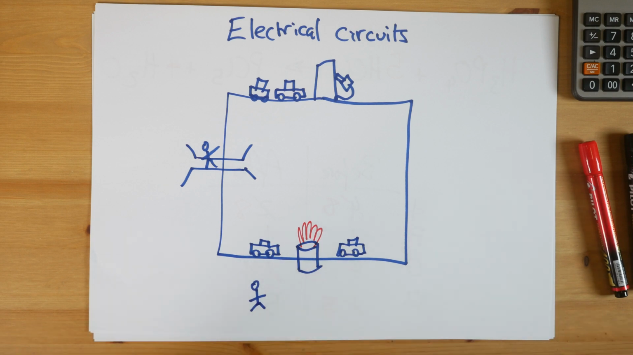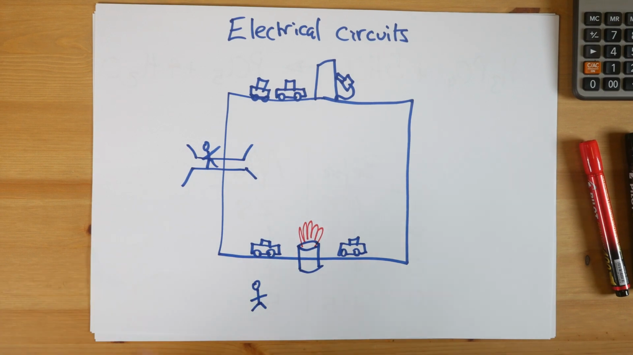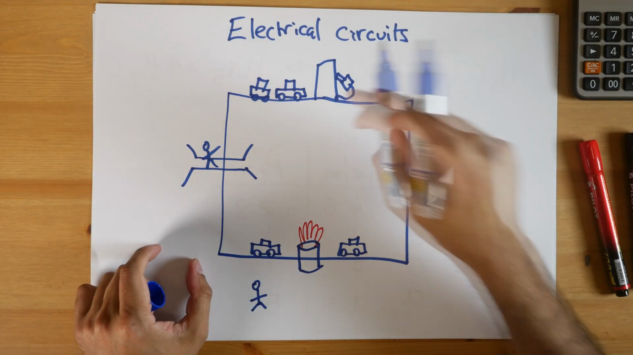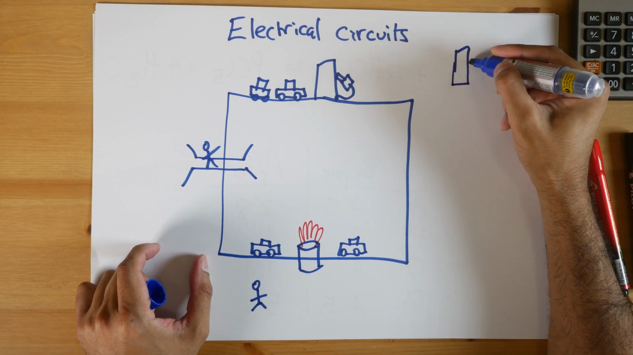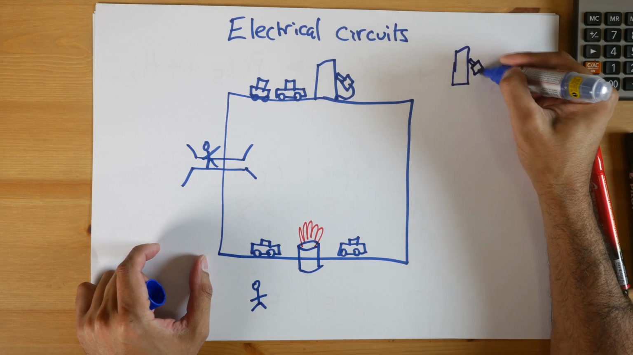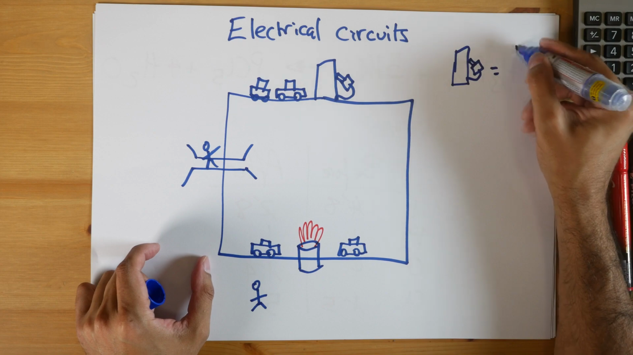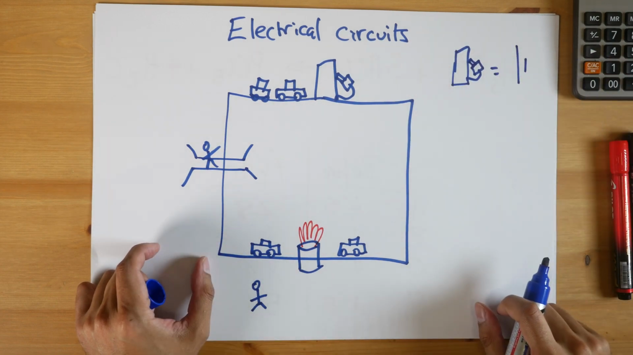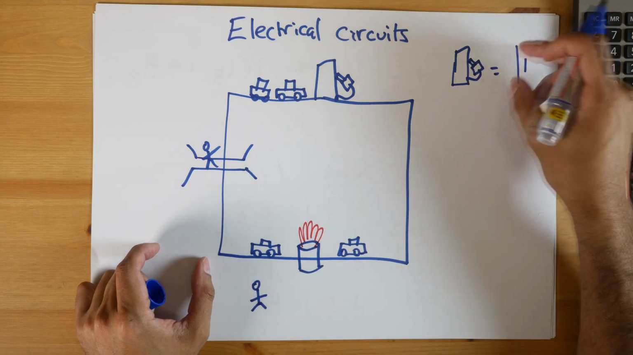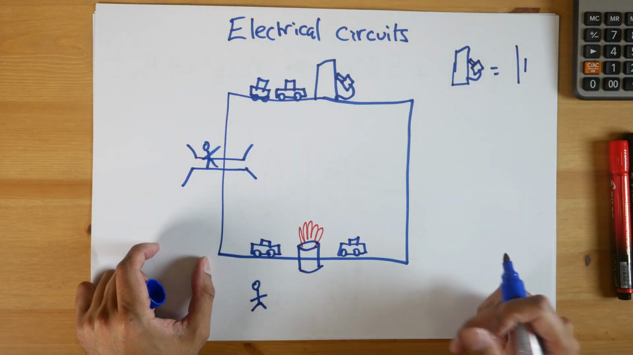Okay, now why am I telling you this story? Well, it's because it relates to electrical circuits. So let's think about how exactly everything relates. So what does the petrol station itself represent? The petrol station, let me just draw it like this, represents the power supply, like a cell. So this provides all of the energy for the cars to go around.